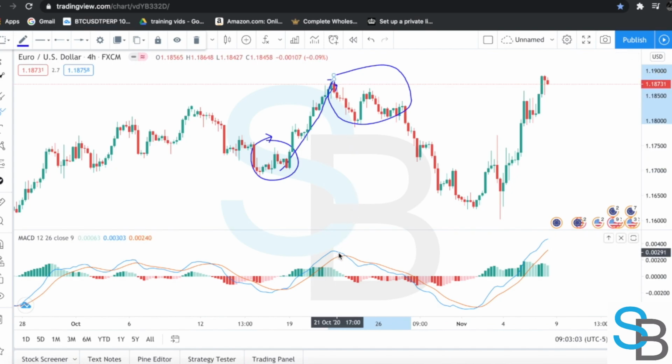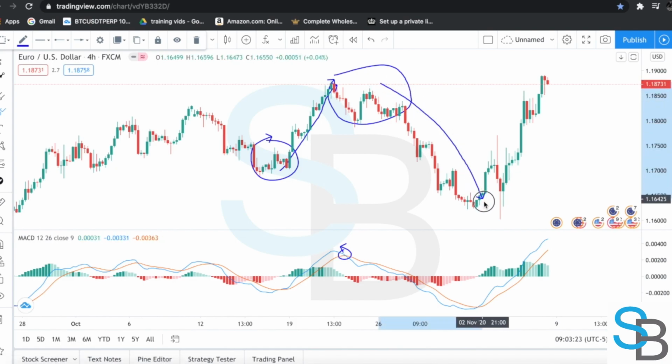Now look at the MACD. The orange line, which is the signal line, crossed over the MACD line. This gives us a selling indication. This is indicating that you should exit from the market now. And as you can see, after this the price dropped further. Now look over here, another example.